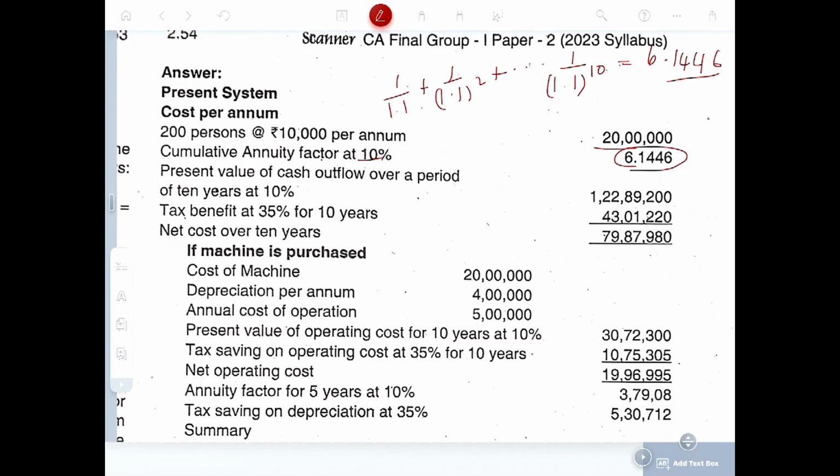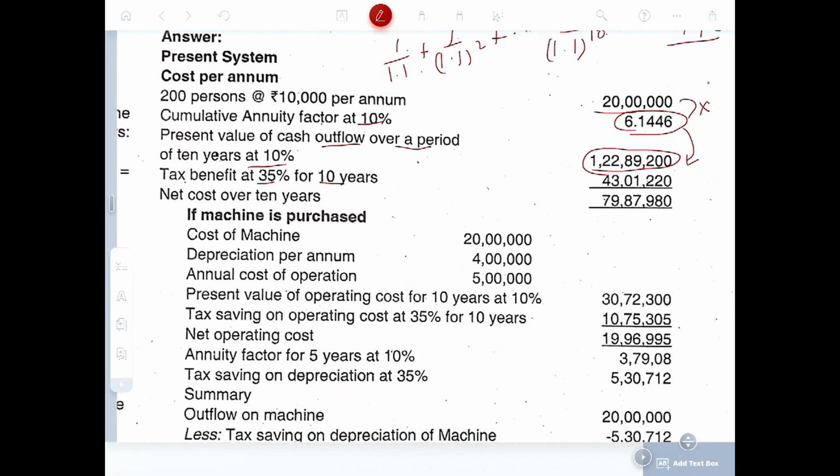Okay, present value of the cash outflow for the last 10 years at 10% is 1 crore 22 lakhs. How do you come up with this? 0.66 into 20 lakhs, into this, we'll get this answer. Okay. Tax benefit at 35% over 10 years, about 35.35 percentage, 43 lakhs. So net cost over 10 years is 79 lakhs.